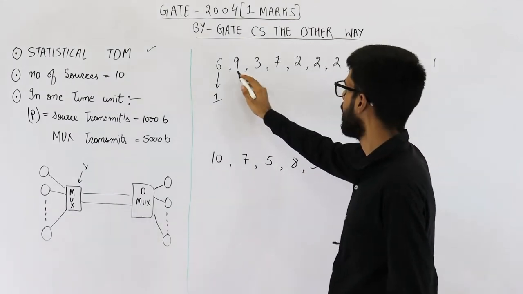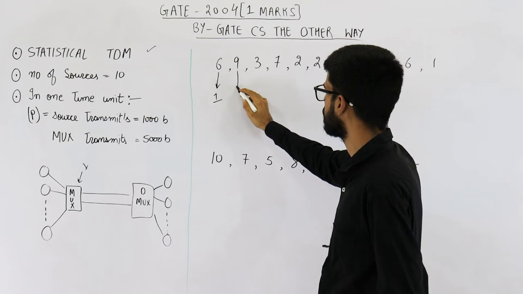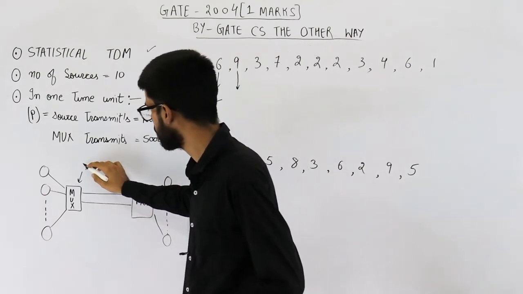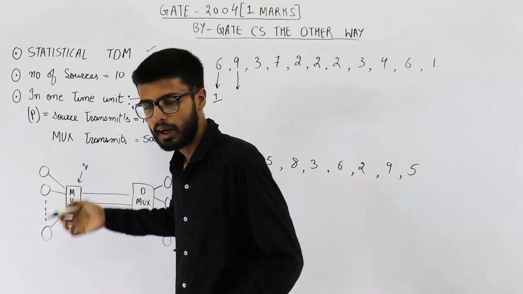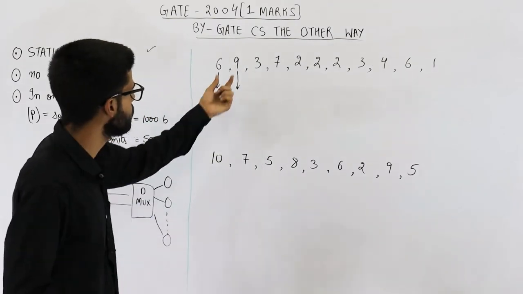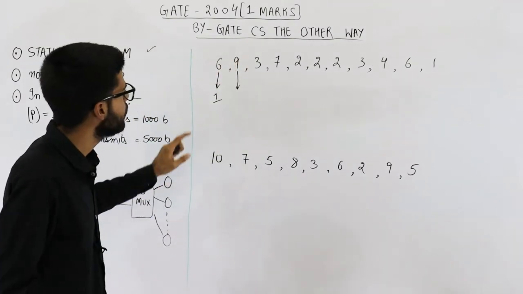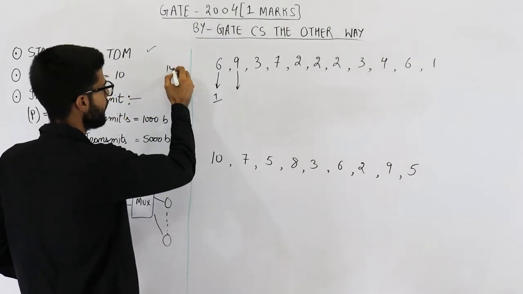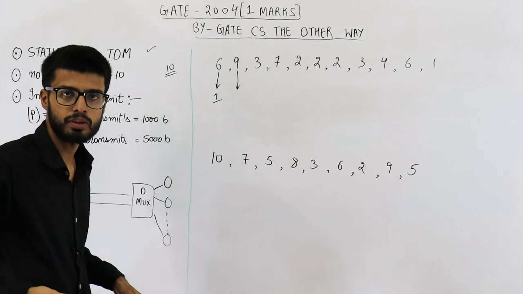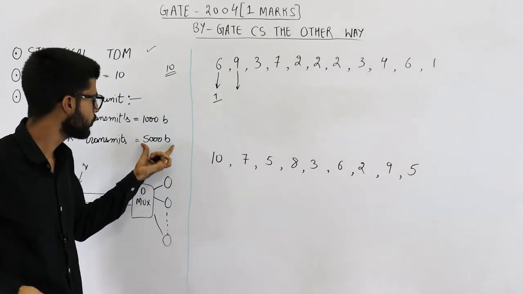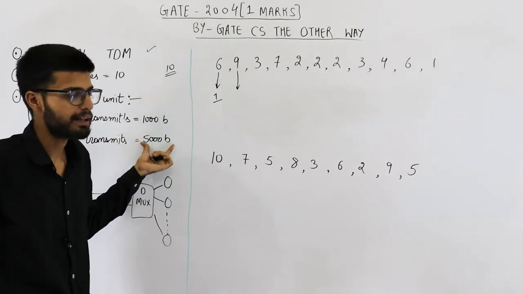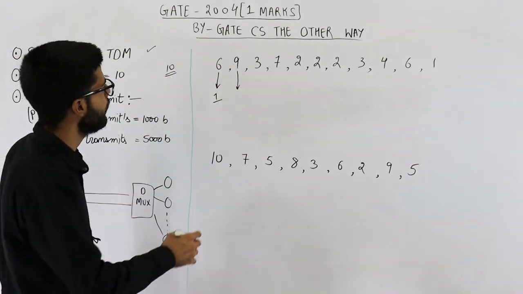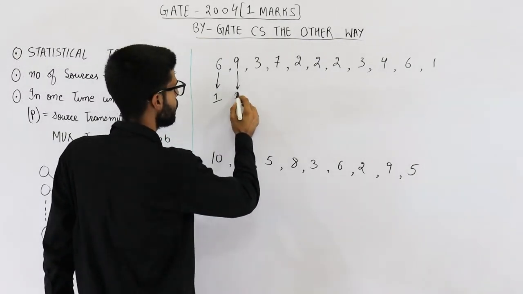Okay. And in the next time unit, 9 sources will generate more data. Okay, already it has 1 packet and plus 9 packets from the current time unit. Total it will have 10 packets. That means 10,000 bits. It can transmit only 5,000 bits or 5 packets out of these 10 packets. What will be the backlog? It will be 5. Okay.